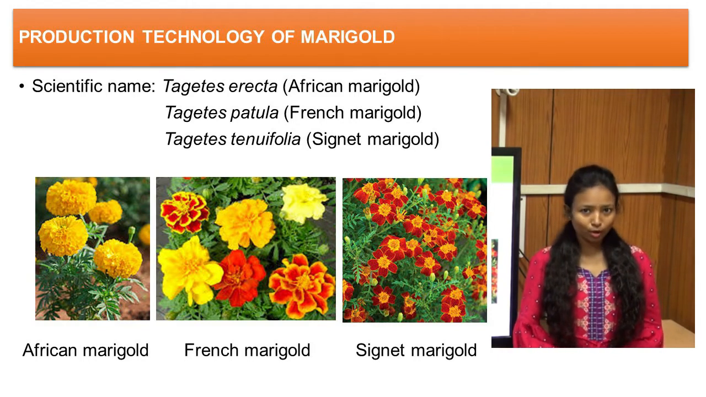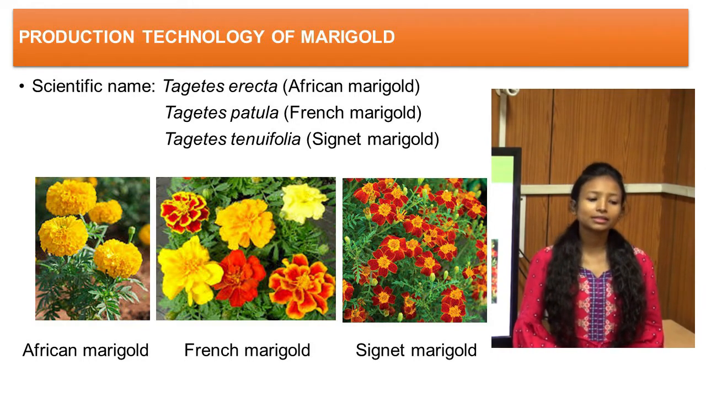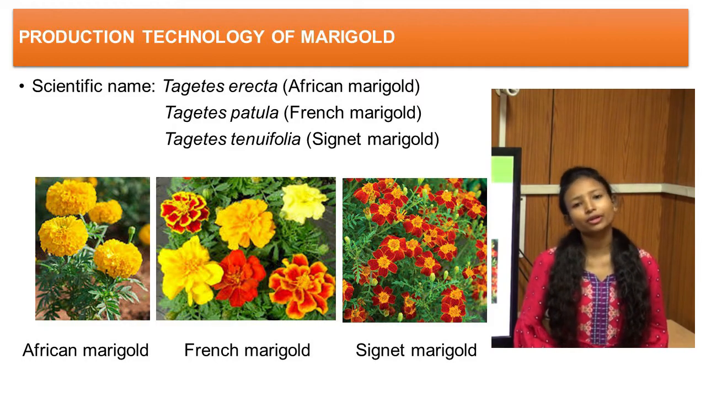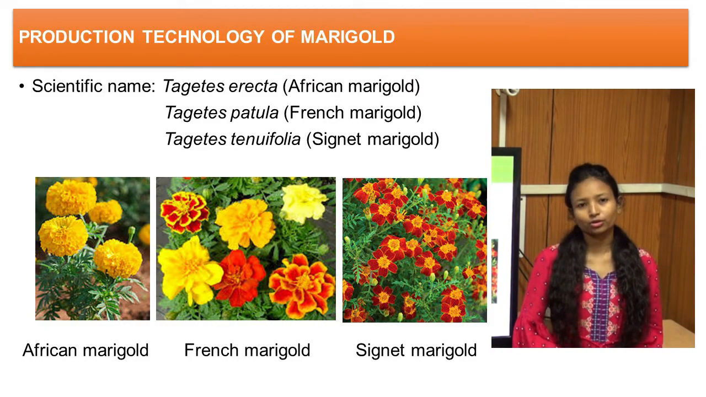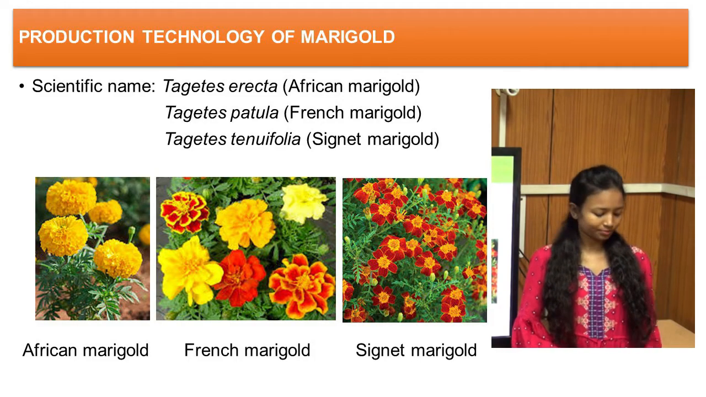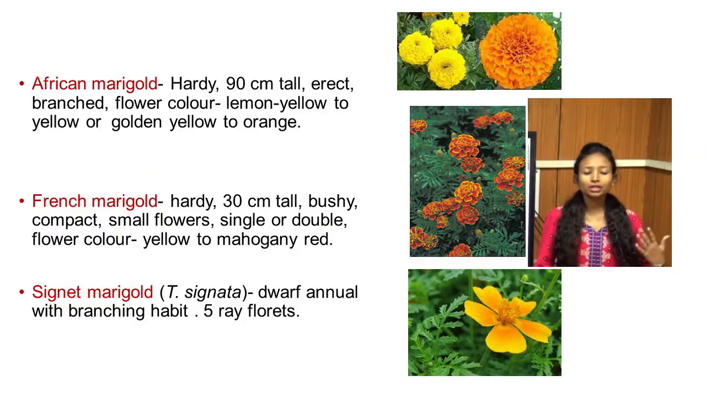Commercially, there are only two important species of marigold, that is Tagetes erecta, commonly known as African marigold, and Tagetes patula, which is commonly known as French marigold. Another species of marigold is Tagetes tenuifolia. It is also known as Tagetes signata, commonly known as signet marigold. Now we'll see the difference among all these species.